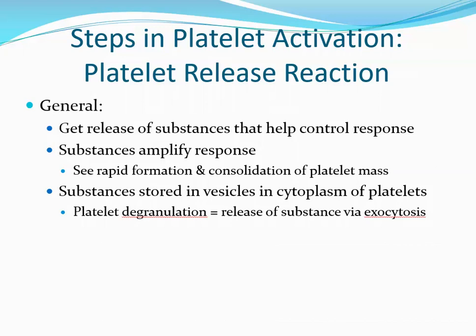In general, what's going to happen in this step is we will see the release of various substances that will help to control the response. These substances actually amplify the overall response so that you will see a very rapid formation as well as consolidation of this platelet mass. All of these substances are found within the platelets. They are stored in vesicles, and they will not be released until the platelets have been activated. This process of release is known as degranulation. All of these materials will be released from the platelets via exocytosis.